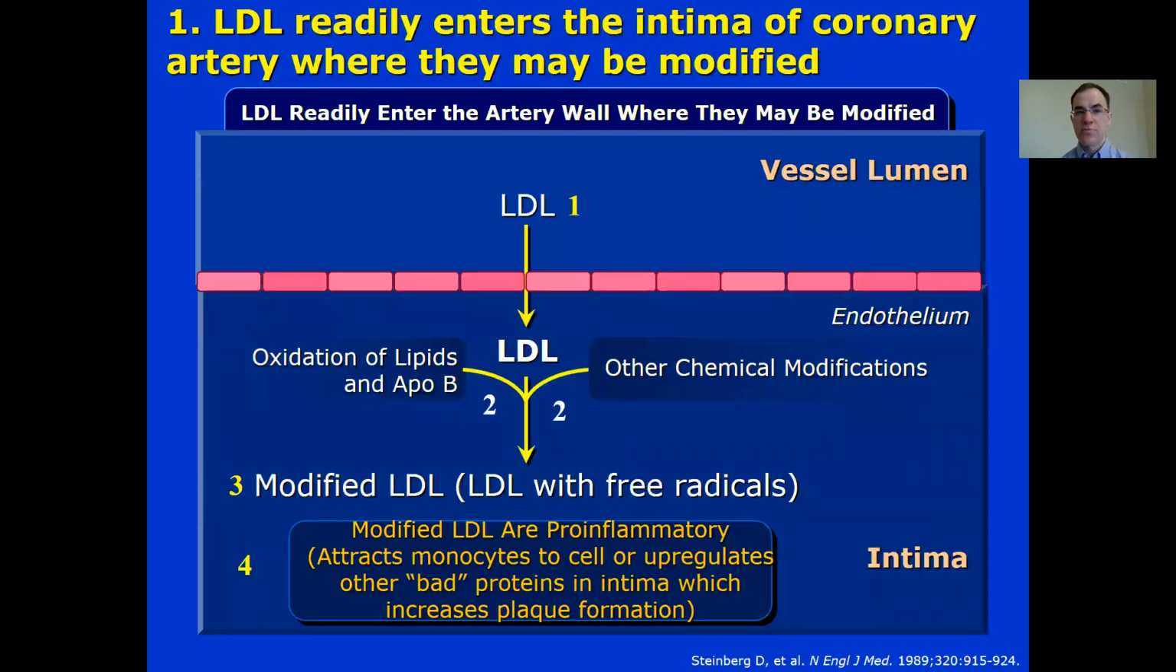So this chart, the first part, is how LDL readily enters the intima of the coronary artery, where it may be modified. The important thing to know is that this LDL that comes from the food that we eat is able to travel in the blood and then eventually make its way into the coronary artery intima. It's able to move through freely. And once inside, what happens is there's an oxidation of lipids in the ApoB.